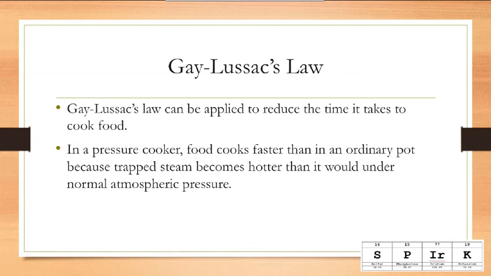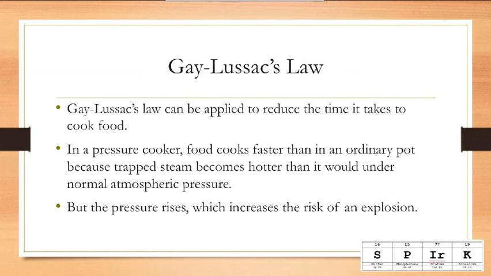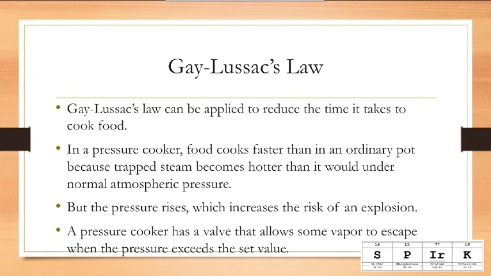In a pressure cooker, food cooks faster than in an ordinary pot because trapped steam becomes hotter than it would under normal atmospheric pressure. But the pressure rises, which increases the risk of an explosion. A pressure cooker has a valve that allows some vapor to escape when the pressure exceeds the set value.